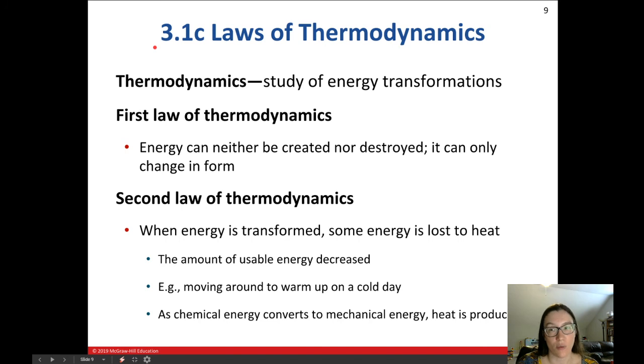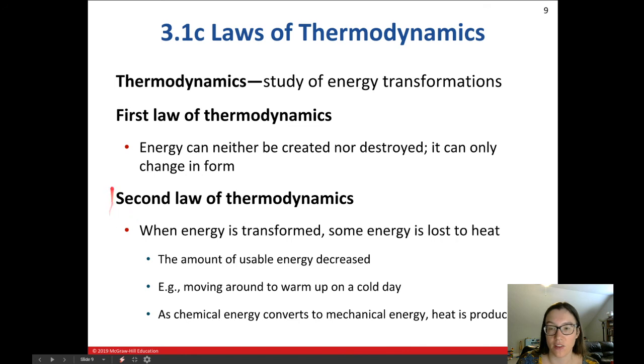Now I want to briefly mention the laws of thermodynamics. Thermodynamics is the study of energy transformations, right? We said that energy can be transformed from one state to another, but it can neither be created nor destroyed. So it can only change in form. That's the first law of thermodynamics: energy can neither be created nor destroyed, it can only change in form.